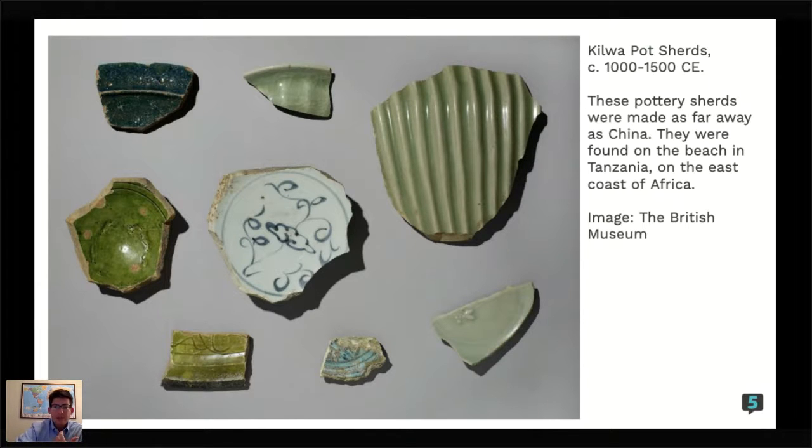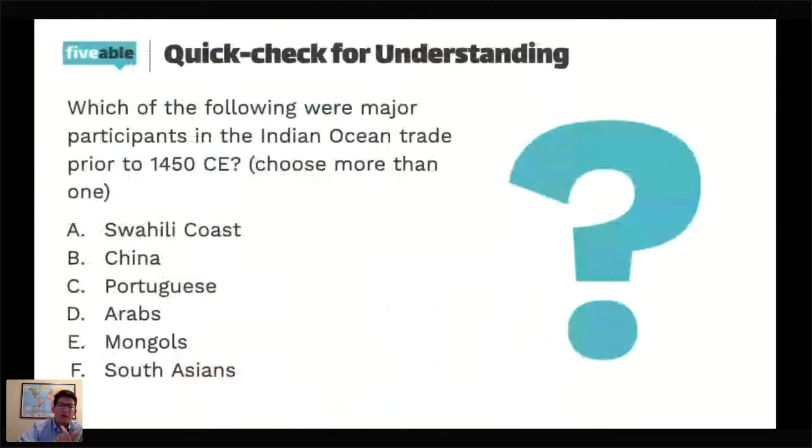All right, so I know that's a lot of information. We're thinking about trade in the Indian Ocean, but what I want to do is a quick check for understanding. You can put your answers in the chat here, or think about this. You can choose more than one answer in these questions. So the first question is, which of the following were major participants in the Indian Ocean trade prior to 1450? Again, you may choose more than one.